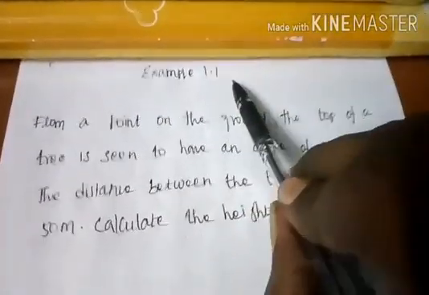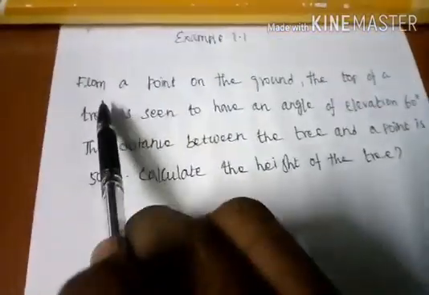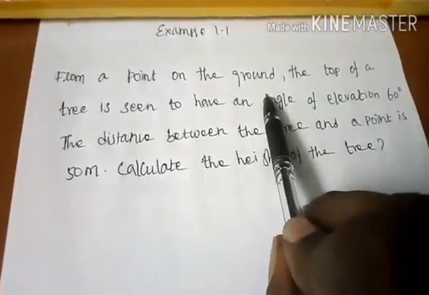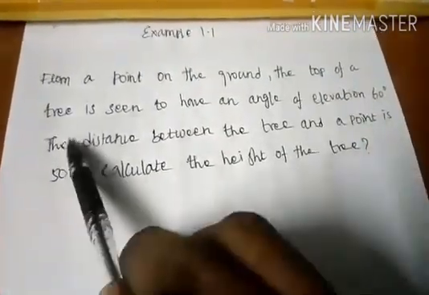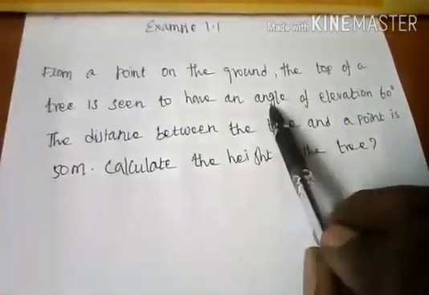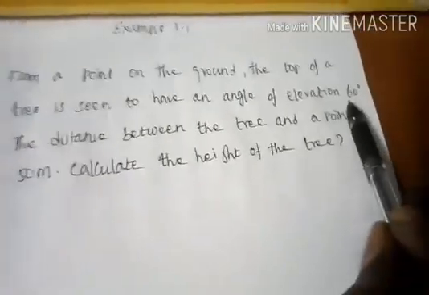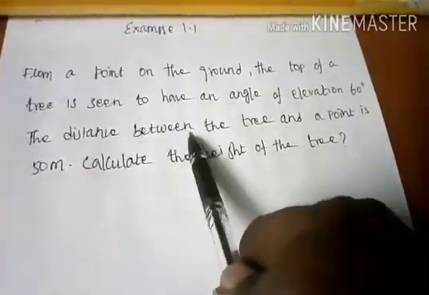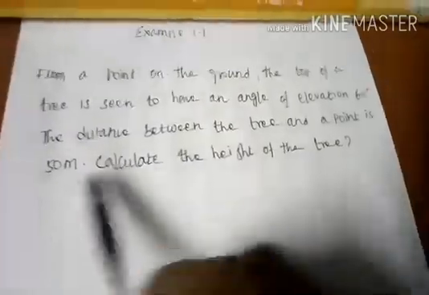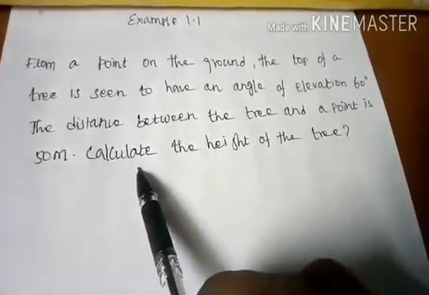Example 1.1 in our question is, from a point on the ground, the top of a tree is seen to have an angle of elevation 60 degree. The distance between the tree and a point is 50 meter. Then calculate the height of a tree.